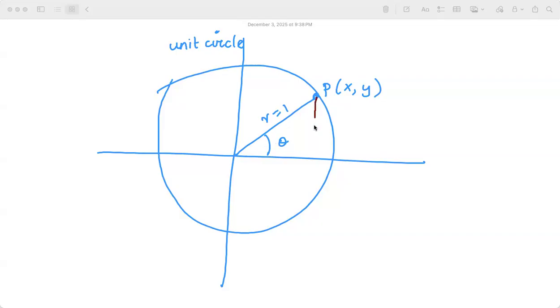Okay, so what is this? This horizontal displacement, what is this? On the x-axis, what value is in here? X, right? And the y value, what is this value? Based on the point, you can tell me, right? Y. So now let me start doing sine theta, cos theta on this.